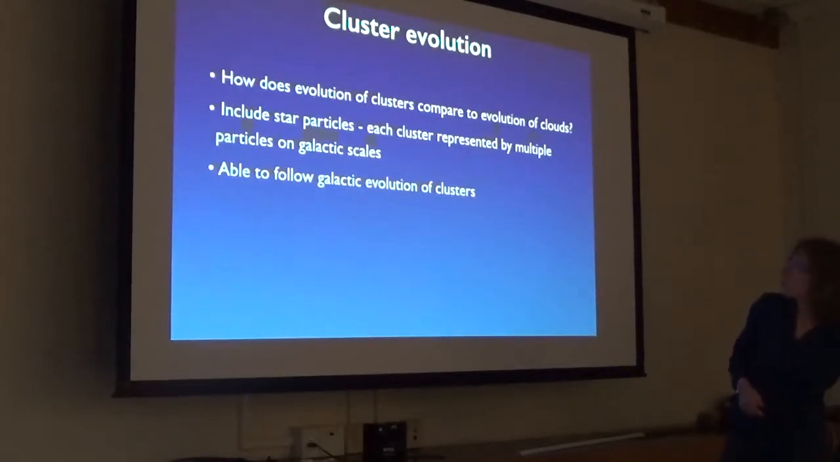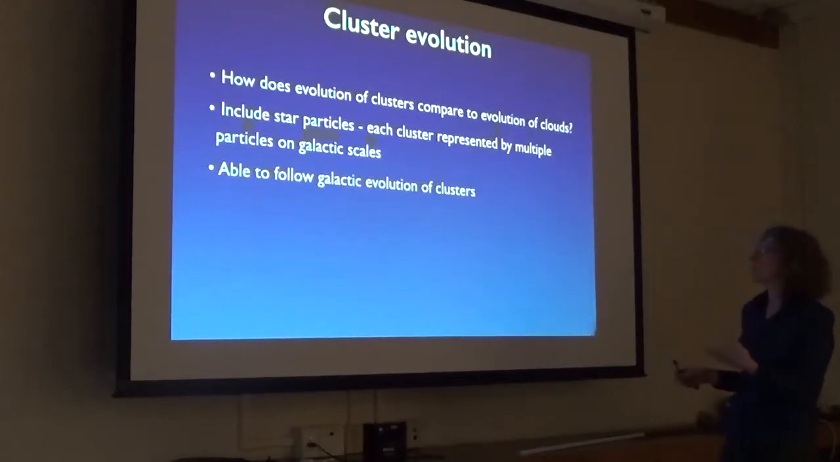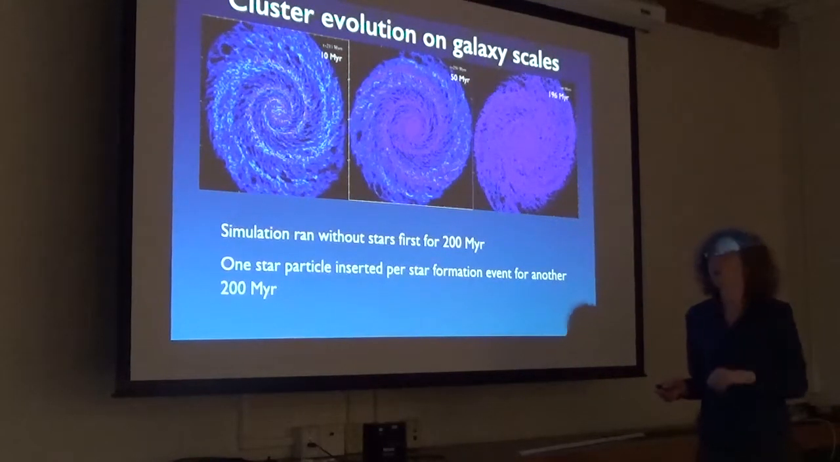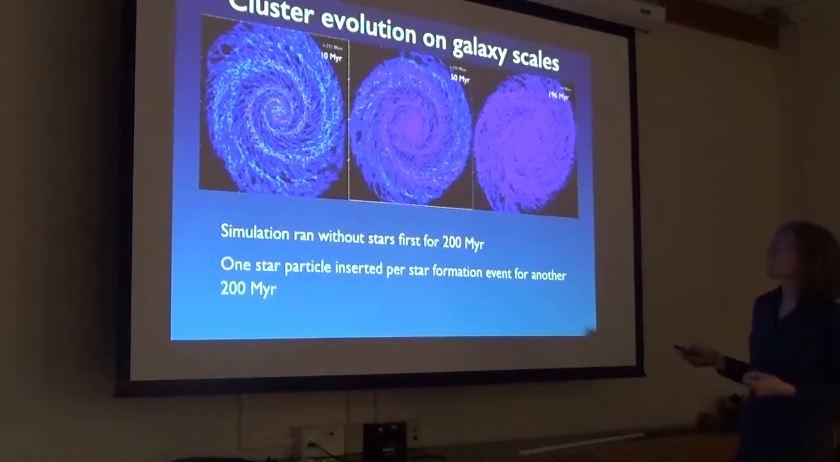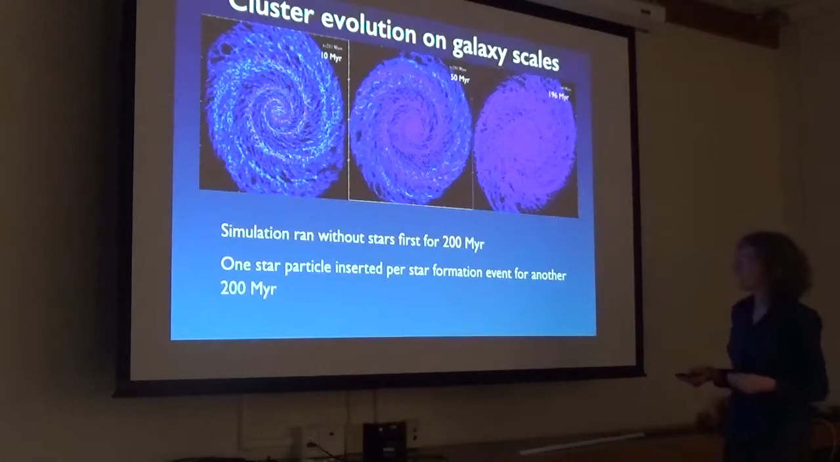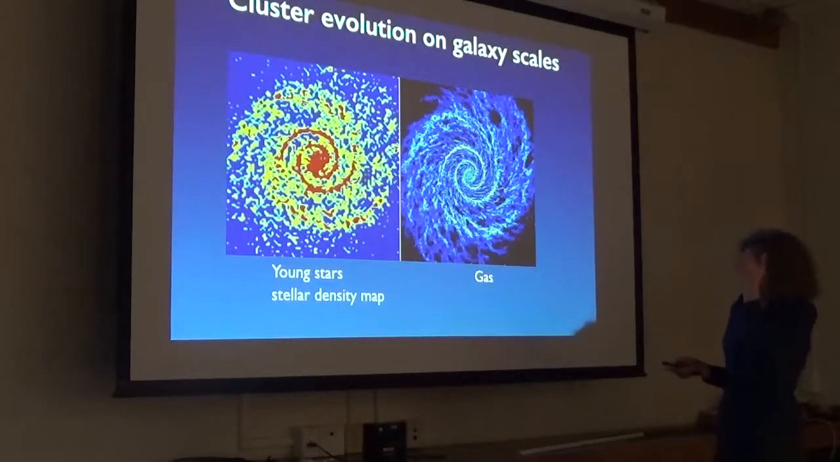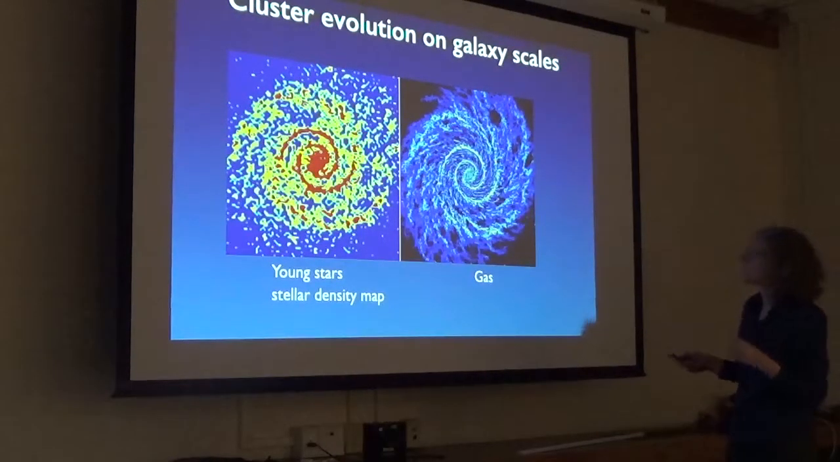This was trying to understand how clusters evolve and how this compares with the evolution of the clouds. I'll show you, again, galactic scale simulations, and now each time a star formation event occurs, a star particle is added. The simulation was run first for 200 million years without including star particles, so it forms a nice spiral galaxy, and then the star particles are added and it's run for another 200 megayears. By 200 megayears, as you expect, most of the galaxy is covered in star particles. And this just shows a stellar density map of the younger stars at the end of the 200 megayears, and this shows how it compares with the gas.